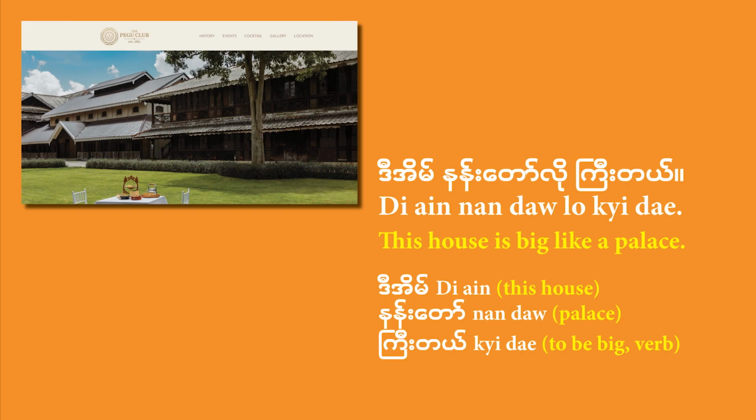If you want to say this house is big like a palace, then you can say Da Nandolu Jide. Da is this house. Nandolu is like a palace or in the same manner as a palace. And then you follow it up with the operative verb Jide, to be big. Da Nandolu Jide. This house is big like a palace.